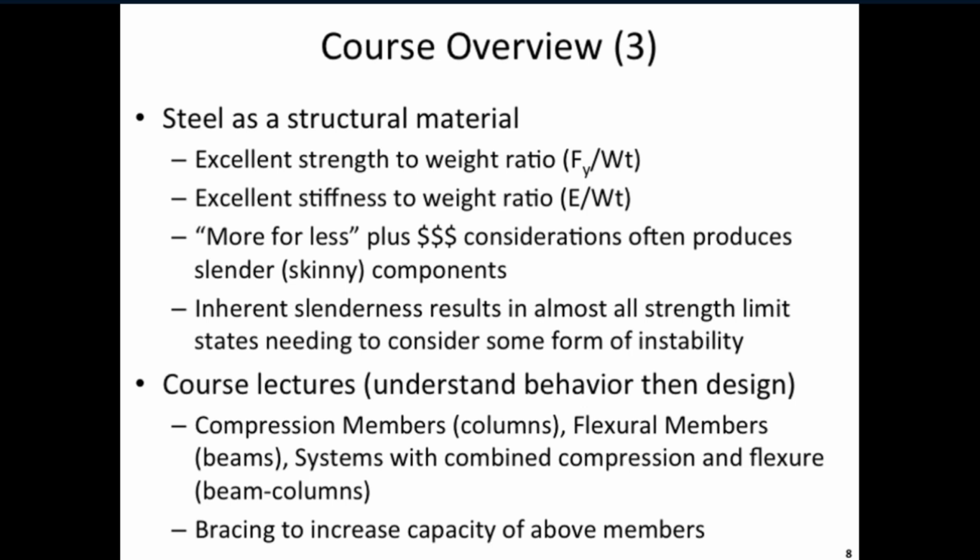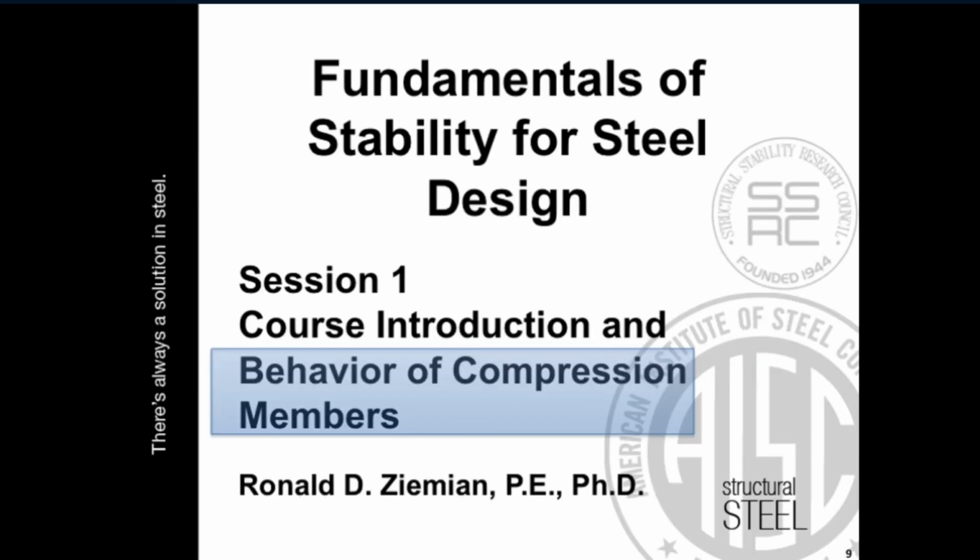And as a result of being able to use less, your components end up to be very slender or skinny. Now, this inherent slenderness results in almost all strength limit states needing to consider some form of an instability. So like we said, we're going to look at course lectures, trying to understand the behavior, compression members, flexural systems, and then we'll finally wrap up with looking at bracing in order to increase the capacity of these members. So that was just a brief introduction of where this course is going and a couple of definitions. Tonight I'm going to focus on the behavior of compression members.